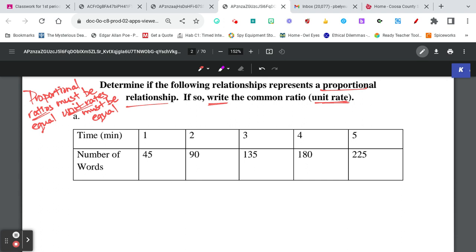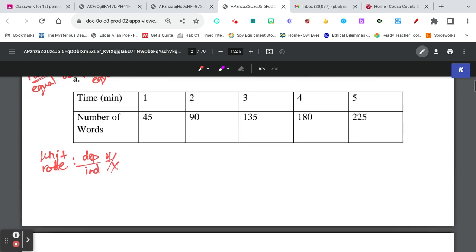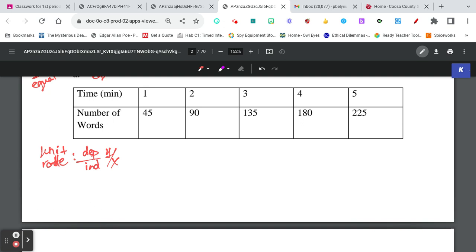Before I even start, I know to find a unit rate, I'm going to take my dependent variable and divide it by my independent, which is taking y and dividing it by what? Okay, everybody with me? I'm talking about time and number of words in this table. Which one of those would happen first? Time. So time is going to be my independent variable, and the number of words is going to be my dependent variable.